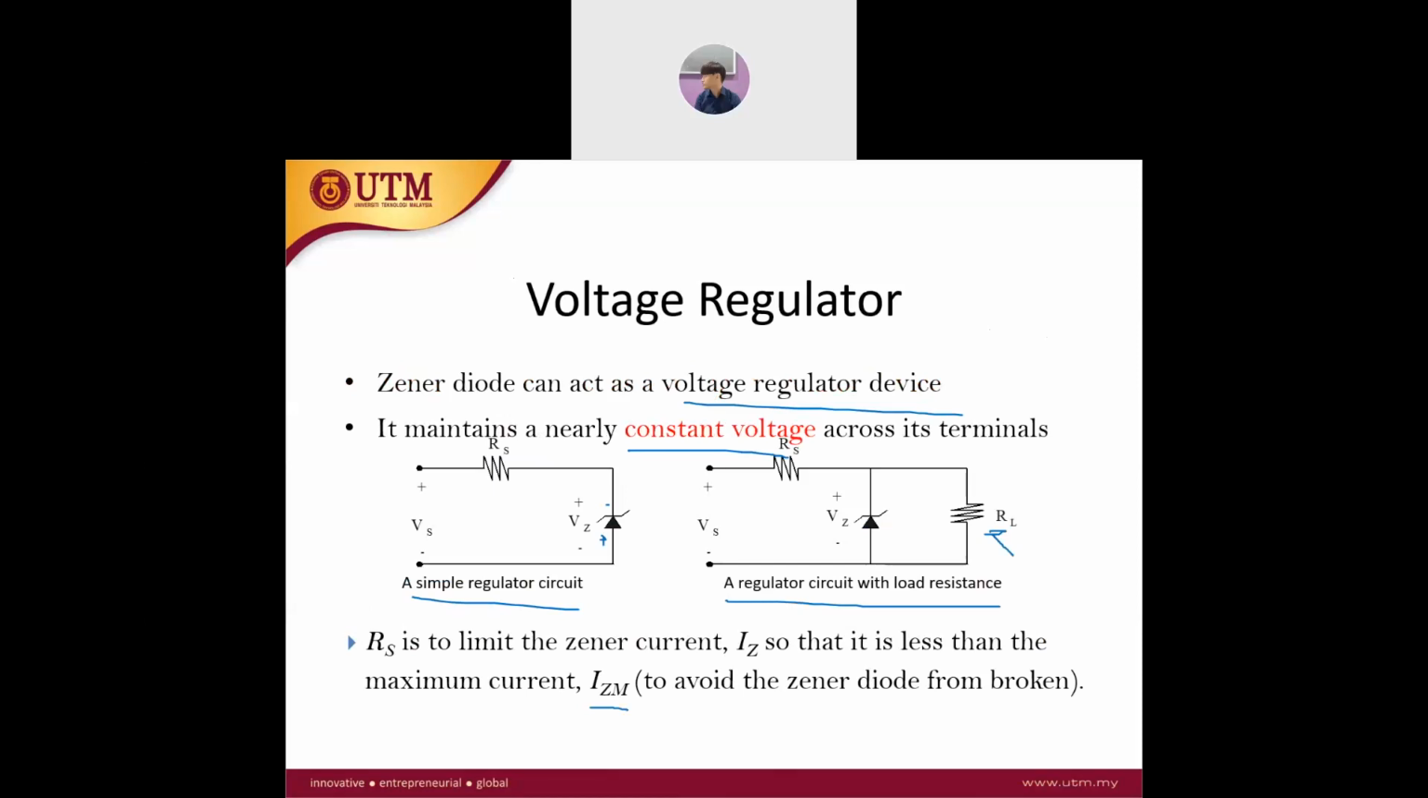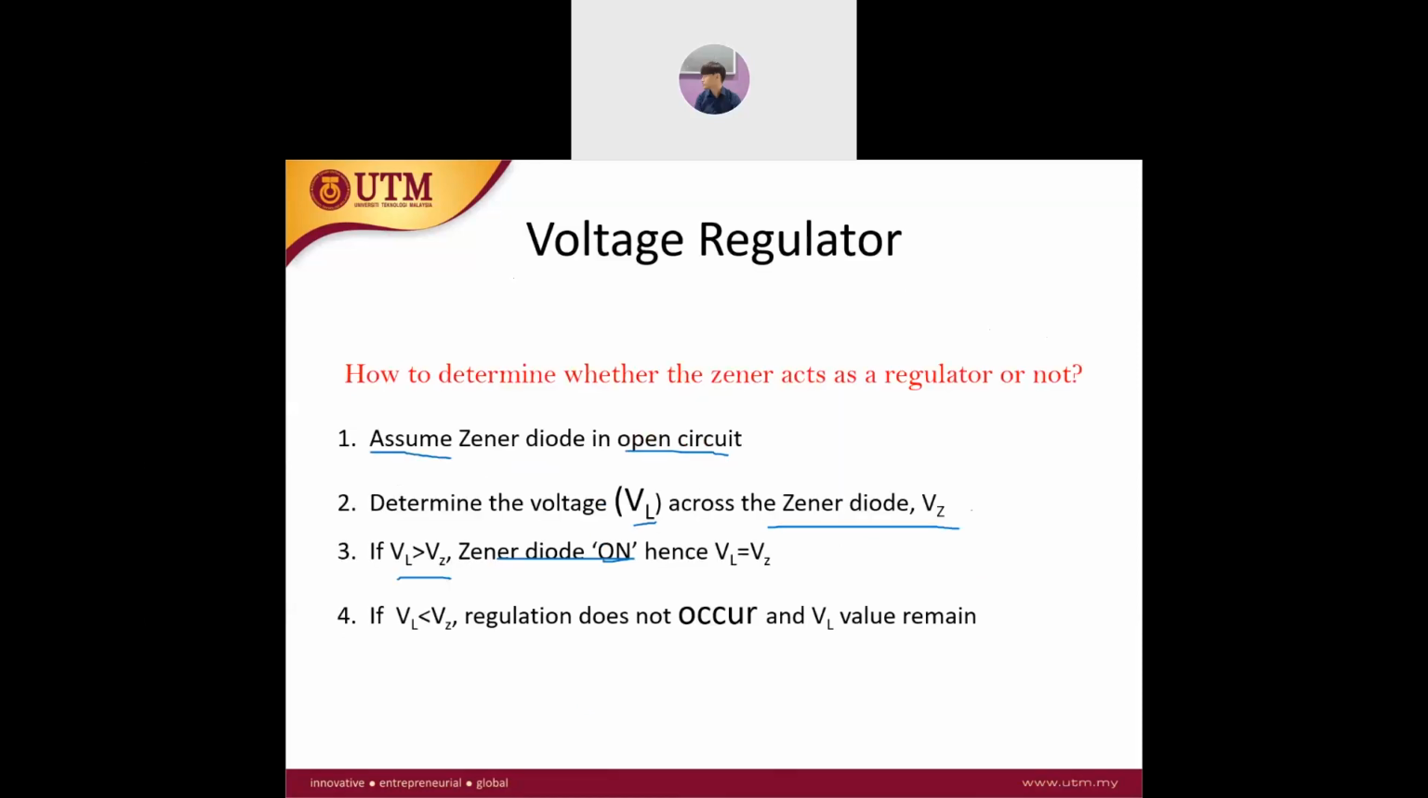If VL is greater than Vz here. Next, if our load voltage VL is lower than Vz, the regulation does not occur and our load voltage will remain the same.